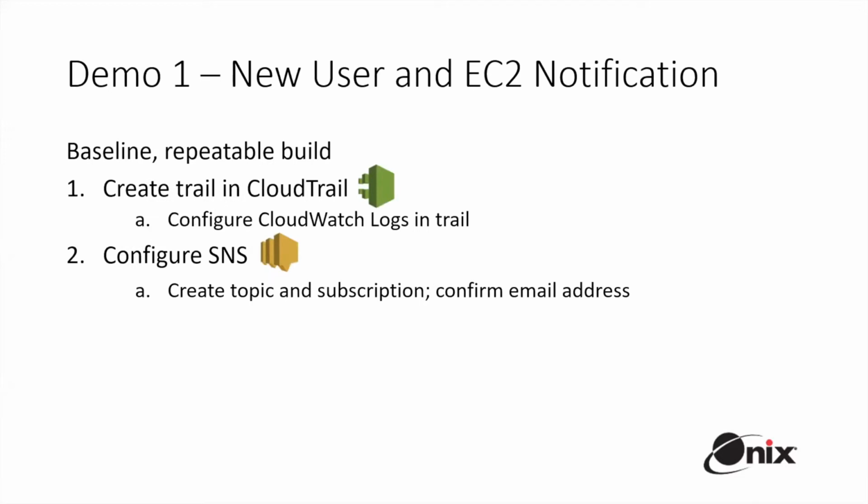All right, so let's do this. The first thing we have to do in this, and these slides will be available after the presentation, so you can try this yourself, of course, is build out a baseline. So the first thing we're going to do is build out CloudTrail, right, and create a trail in that service. And then we're going to configure CloudWatch logs in the trail. And then we're going to configure SNS so we can get the email when things happen. The reason this is the baseline is because we're going to use these services a couple times, okay, for the demo. And so this is just the initial phase.